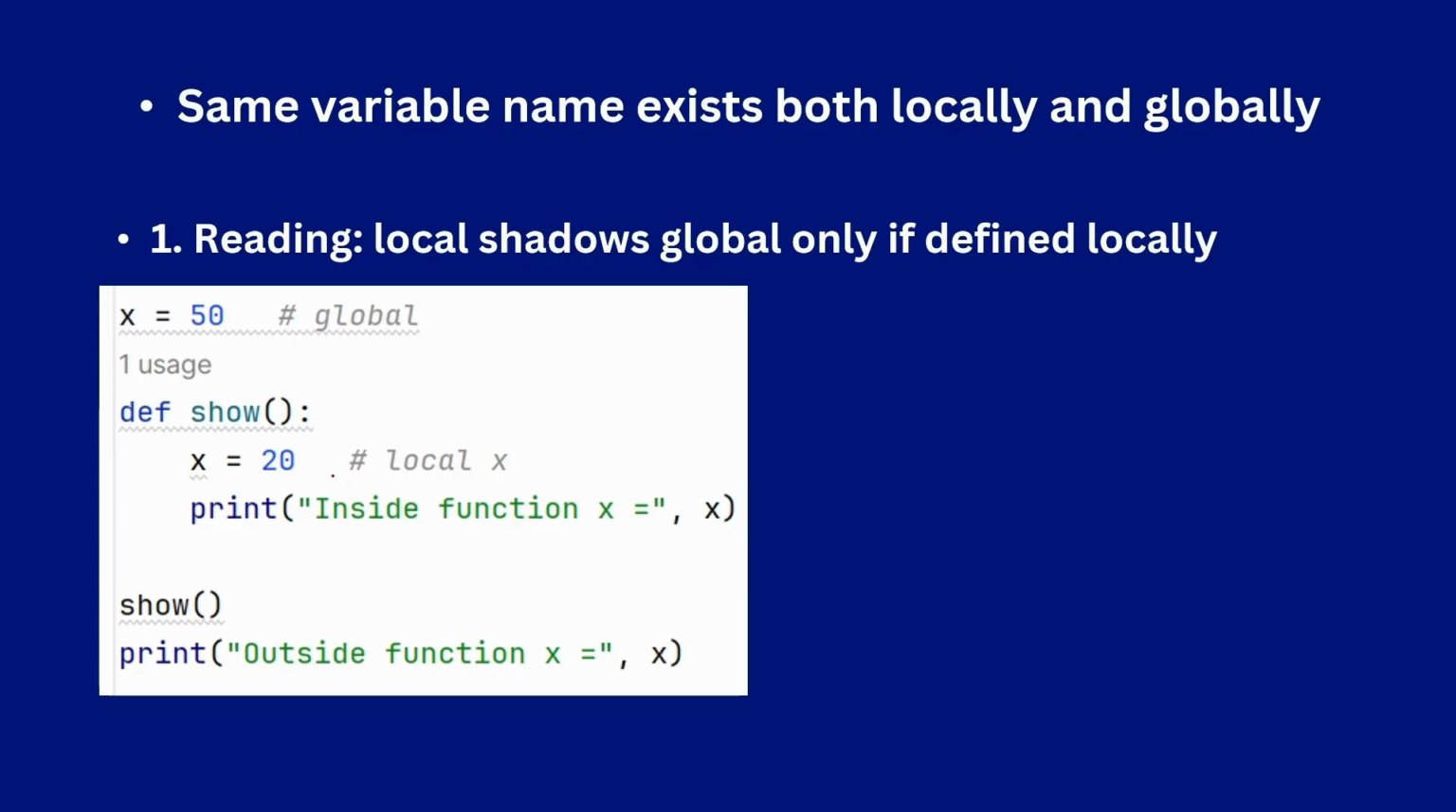So what we have is x equals 50, which is a global variable. And inside this function show, we have x equals 20, which is a local variable. So when we print inside the function, it will read the local variable, and when we print outside the function, it will print the global variable. This is how it happens. I'll just show it on PyCharm and you'll understand better.